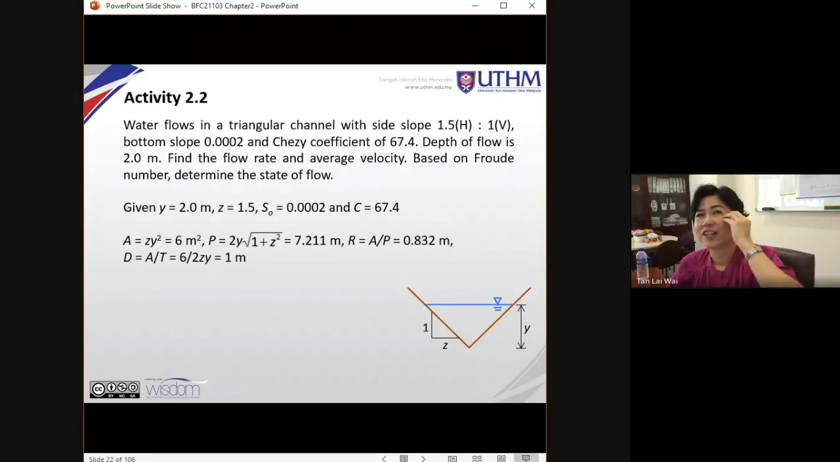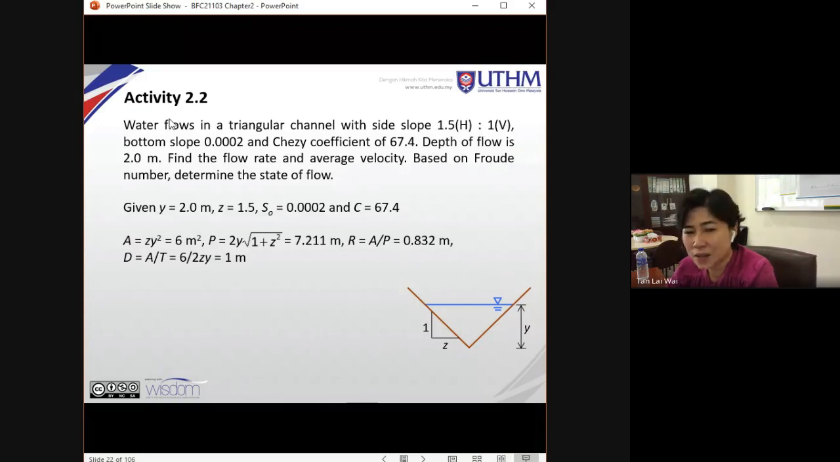Actually, the symbol for depth of uniform flow is y naught, that means y subscript o. All right, that is the depth of uniform flow. But since we have not learned about critical depth or other depths, I'm just using y only here. In other chapters, we are going to introduce y naught, which is the same y in here, the depth of uniform flow.